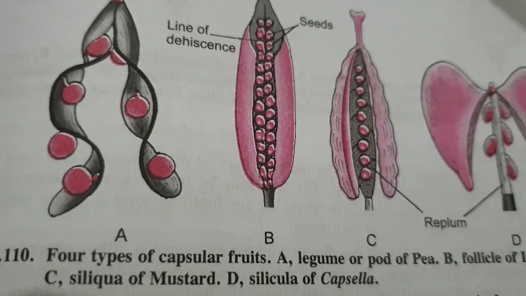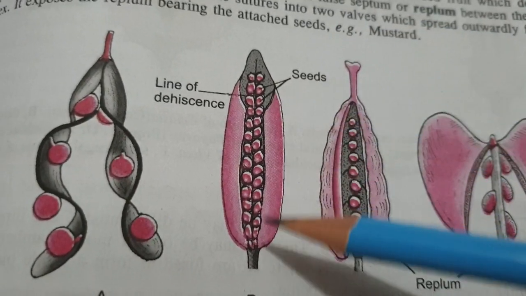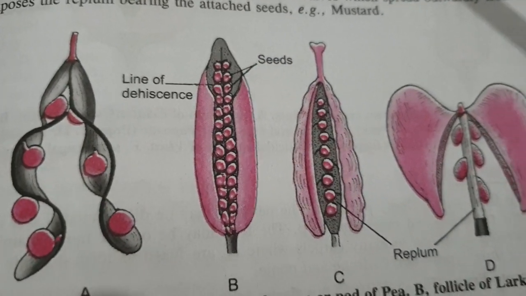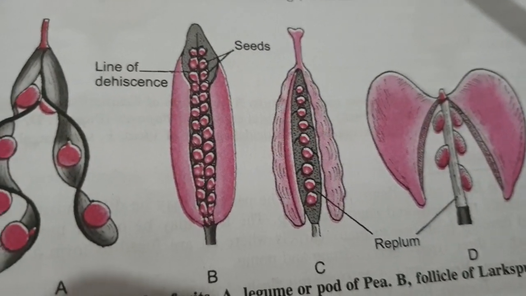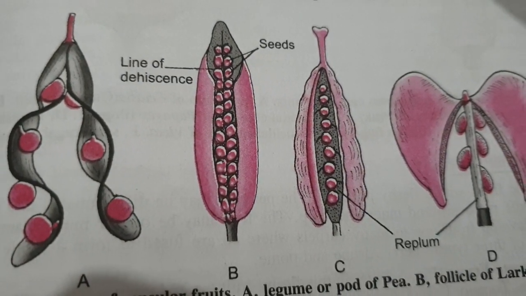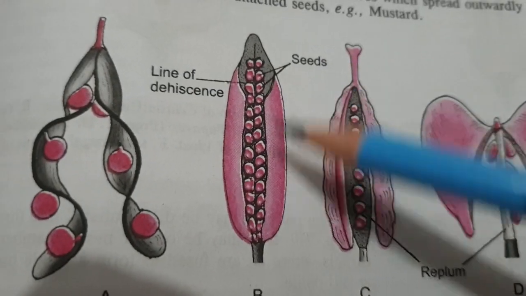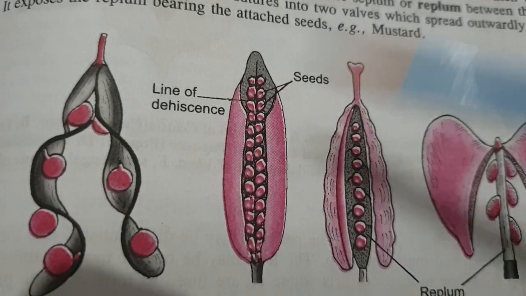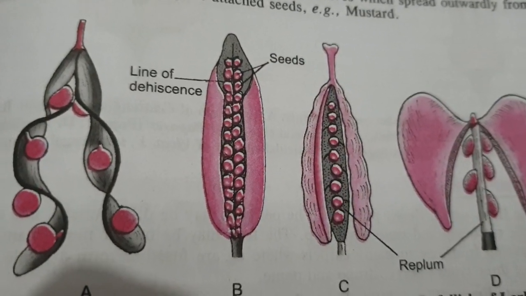Then next is the follicle. Okay, this one is the fruit of follicle. It develops from superior unilocular ovary and it dehisces by ventral suture. Okay, now these are the seeds. Okay, this is the line of dehiscence, as for example larkspur.